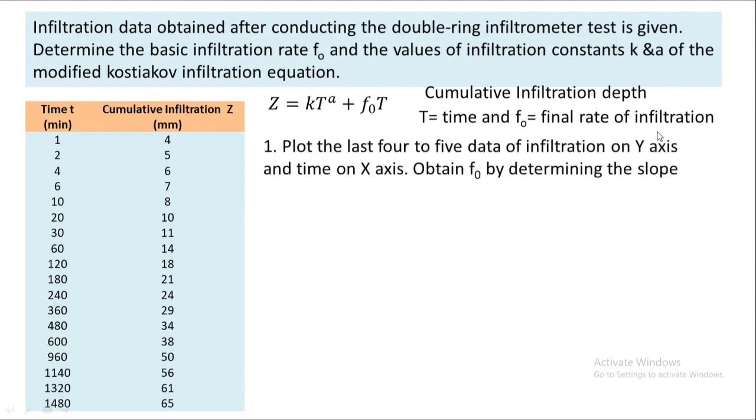First, we have to plot last 4 to 5 data of infiltration. We will first determine the value of F0. Now this is the final rate of infiltration. It is the steady rate of infiltration which occurs after a long period of time. So we will plot last 4 to 5 data of infiltration on y-axis and time on x-axis. And then we can obtain F0 by determining its slope.